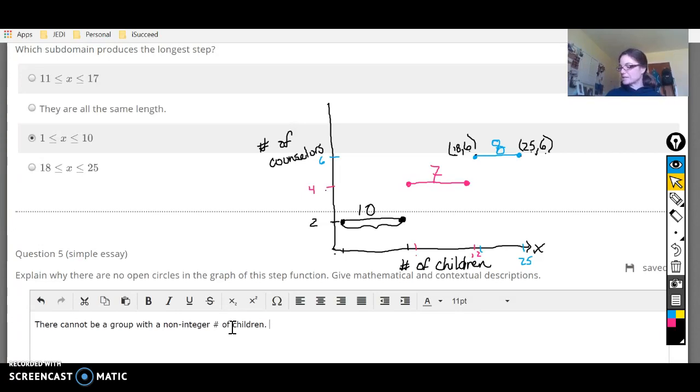The second thing I would say is that each subdomain has inclusive inequality symbols. That's the less than or equal to, and that's why we would color those in.